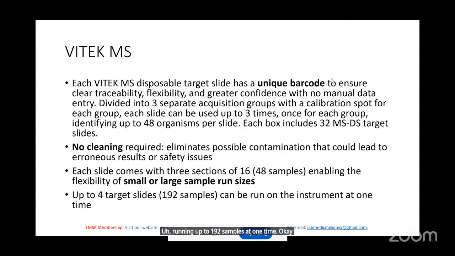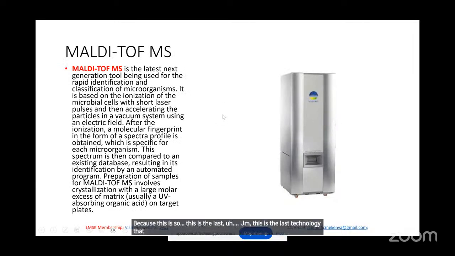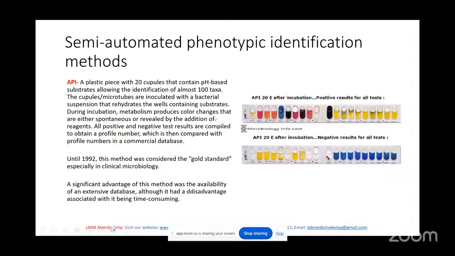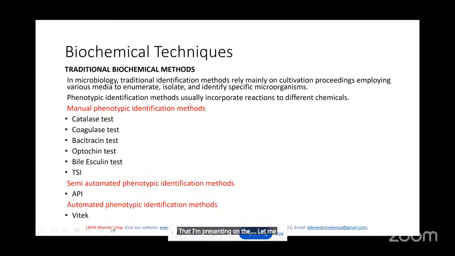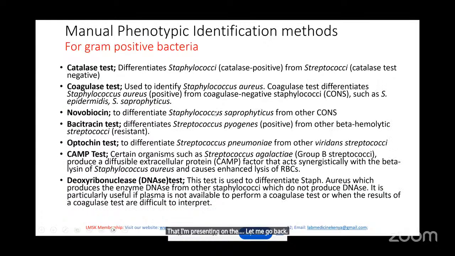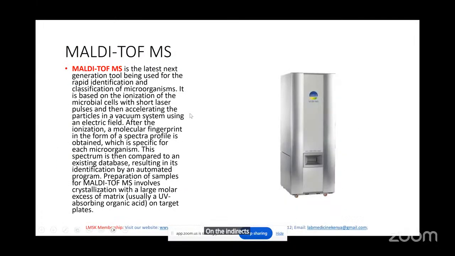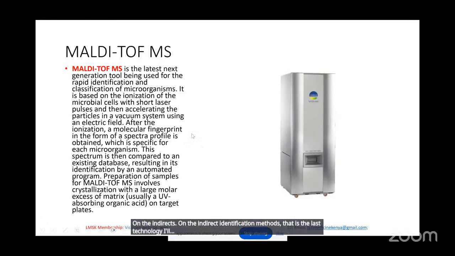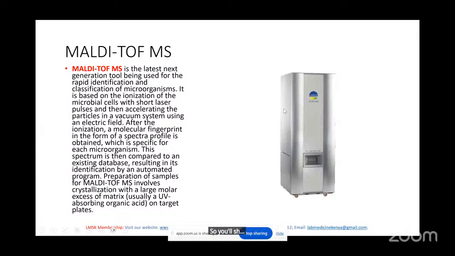Okay, so just to mention something, because this is the last technology that I'm presenting on the indirect identification methods. That is the last technology I'm sharing with you. So you are going to notice there is something consistent in all of them. You have a database, okay? So for API, for Vitek, you have a database.